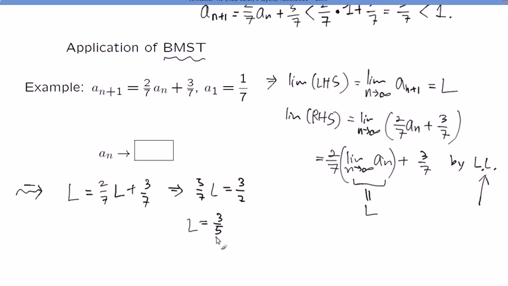Isn't that cool? Yeah. The bounded monotonic sequence theorem allows you to conclude that the limit exists. Once it exists, the limit law allows you to conclude what that convergence point must be. All right? Any question about this line of thinking? There you go.